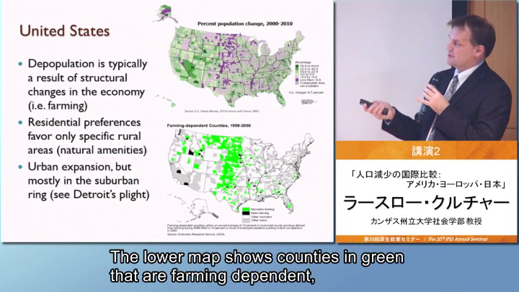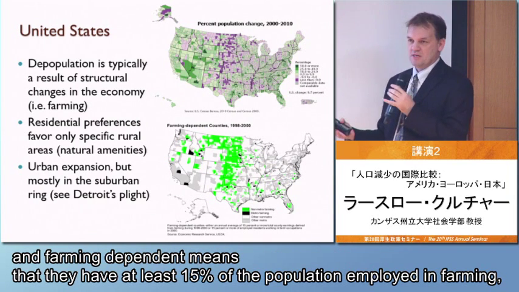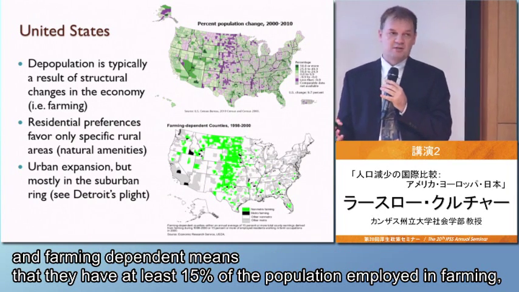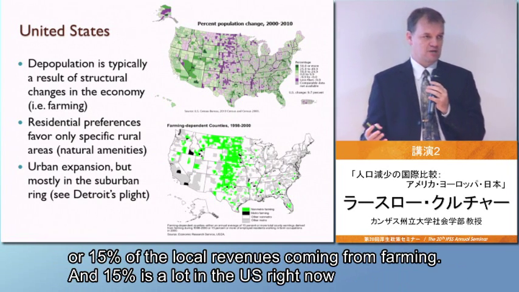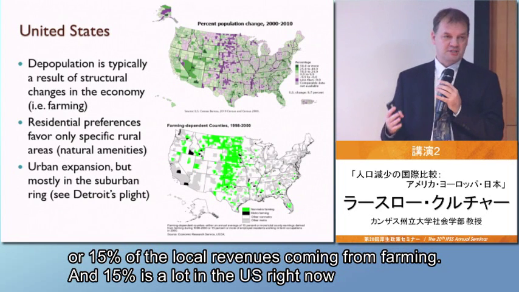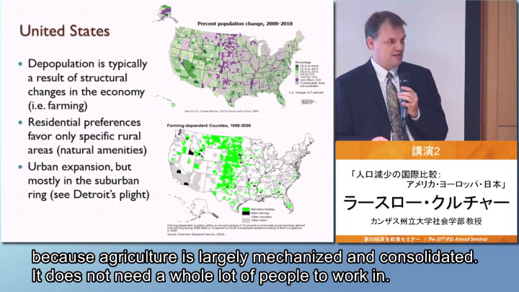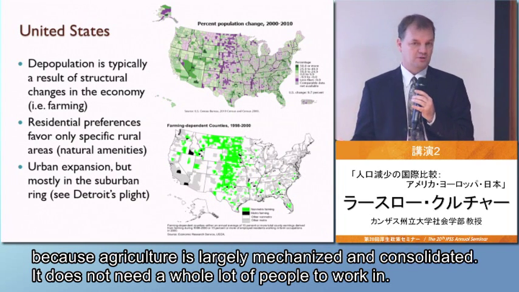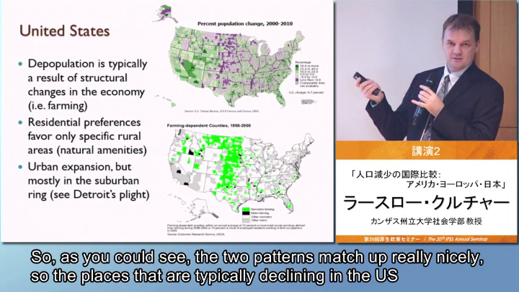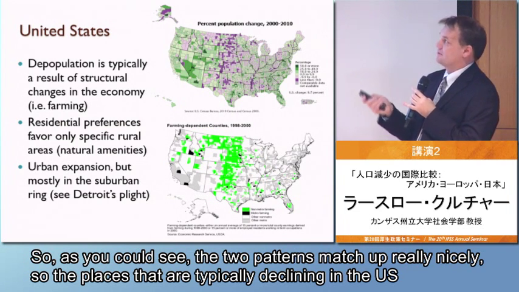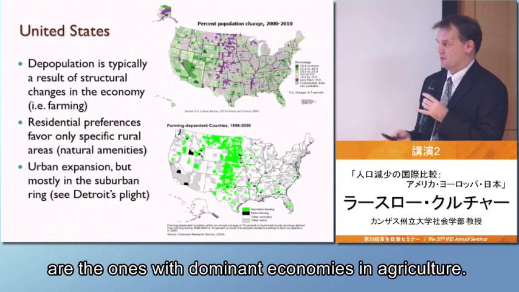The lower map shows the counties in green that are farming dependent, and farming dependent means that they have at least 15% of the population employed in farming or 15% of the local revenues coming from farming. And 15% is a lot in the US right now because agriculture is largely mechanized and consolidated. It does not need a whole lot of people to work in. So as you could see, the two patterns match up really nicely. The places that are typically declining in the US are the ones with dominant economies in agriculture.